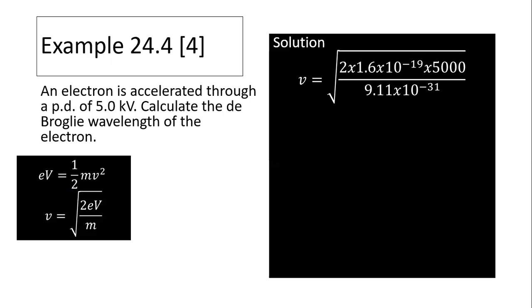I can't learn for you. You have to learn yourself. That's your charge on electron. That's your potential difference. One, change to SI unit. That's the mass of electron. You should be able to get the speed as 4.19 × 10 to the power centimeter per second.